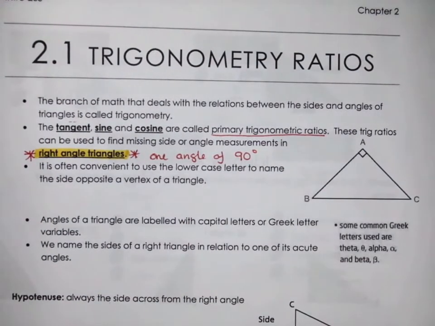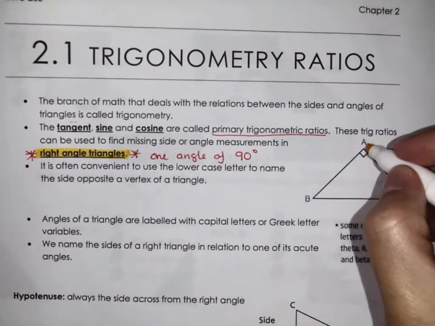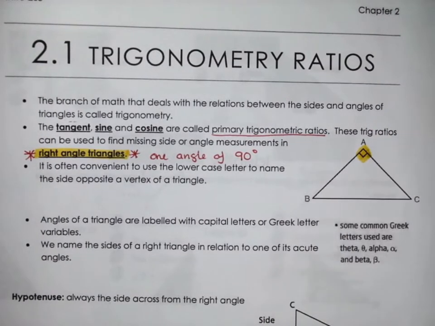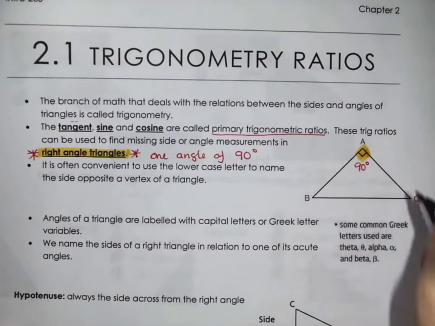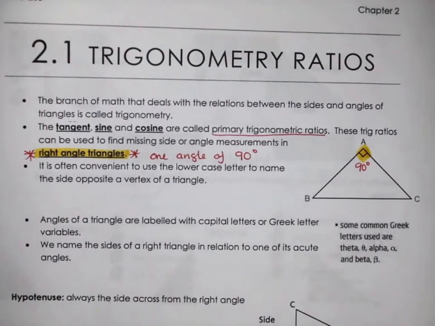Okay, and if you are not familiar with that, when there's a box in the corner, that means that angle is 90 degrees. What you also need to know is we're going to start labeling triangles, and there's a very specific way that we have to label them.